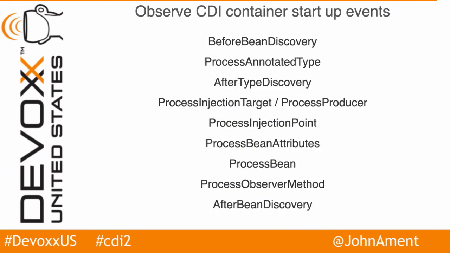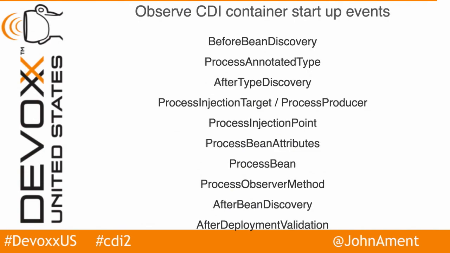You also have process observer method, which just gets fired for any observer that's been identified. It allows you to manipulate them in some way. After bean discovery also allows you to register additional observer methods for event reception.